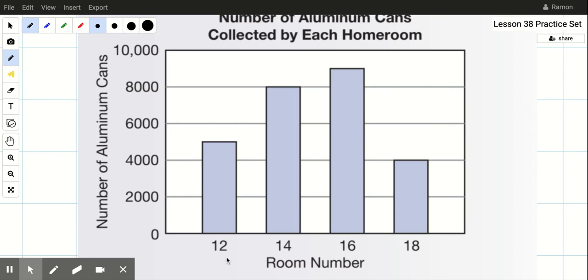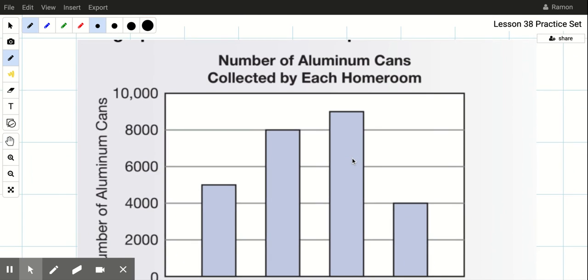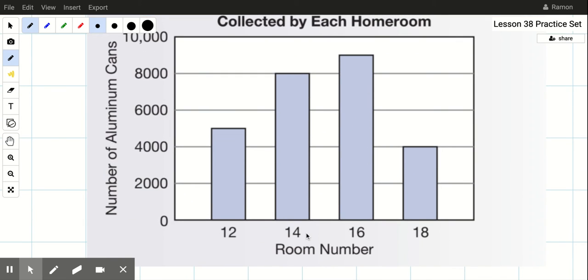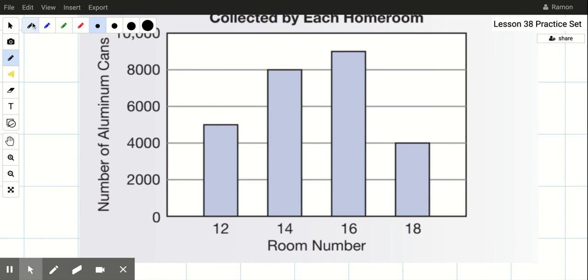Now, the room number here is something that we have to look at. The room number here is not an actual value. It's much the same as saying this is the elephant room, this is the lion room, this is the tiger room, this is the zebra room. These numbers don't actually mean anything in terms of the data that we're looking at. They're just representations of the group. So going back to the question, how many cans were collected by all 4 homerooms? We have to look at how many cans each homeroom collected individually, and then since we're looking for how many were collected in all, we would combine those values.